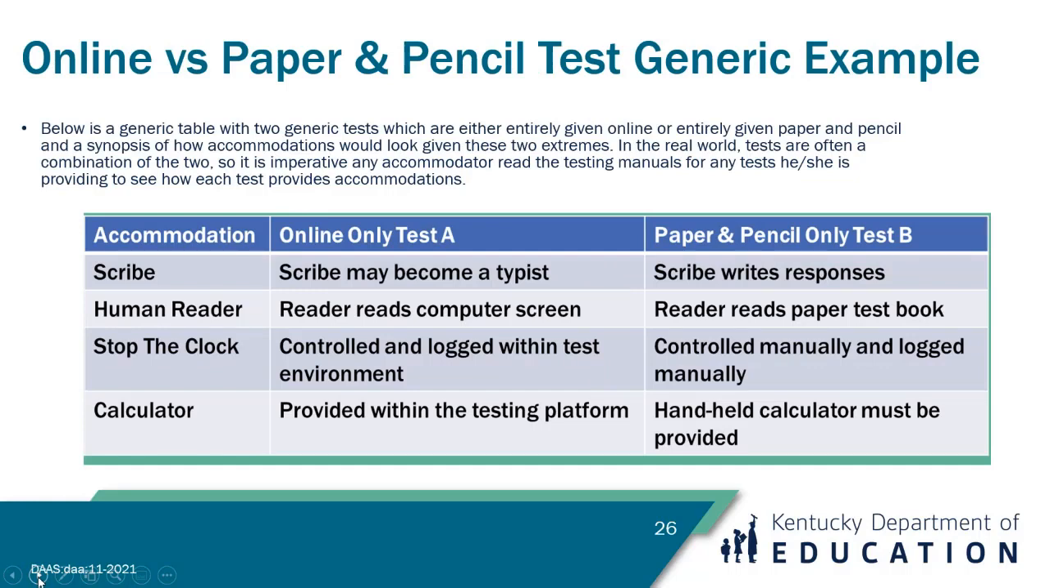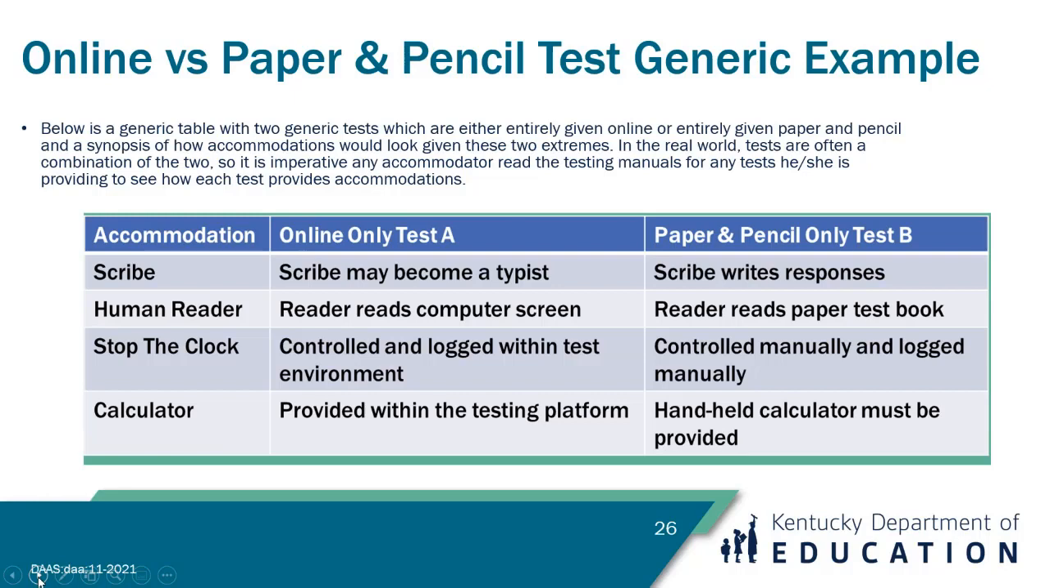On the screen, you will notice a very basic example of how testing environment can impact the way an accommodation is provided. However, it does not impact the regulations that govern the limits of an accommodation. Let's say we have two tests. Test A is given completely online. There is no paper and pencil option. Test B is given completely paper and pencil. There is no online option. In these strict environments, it would require accommodations to look a little different. If one medium is paper and pencil and the other is online, but accommodations are still required, they will necessarily look a little different in how they are provided.